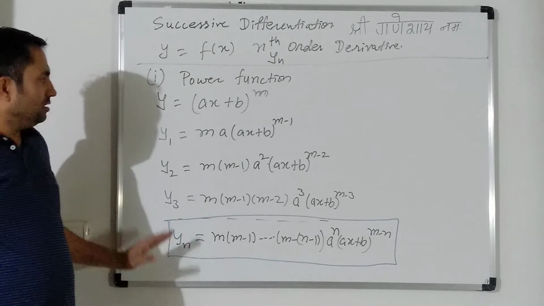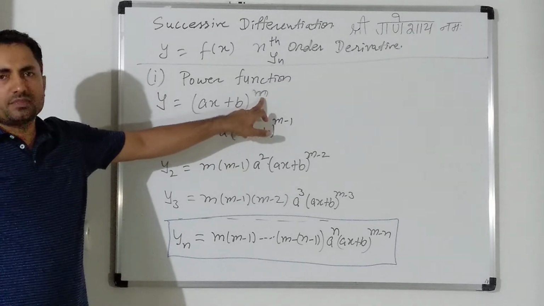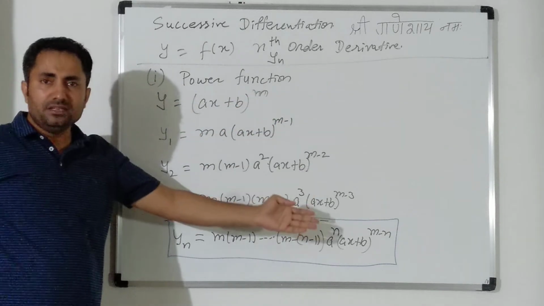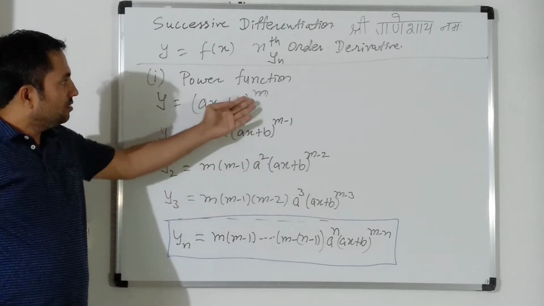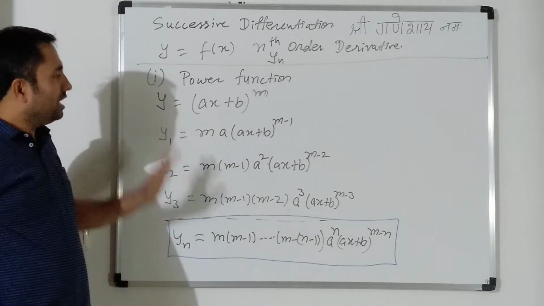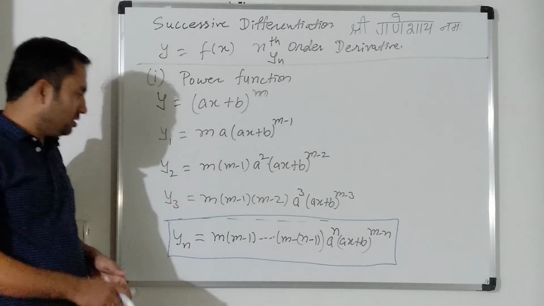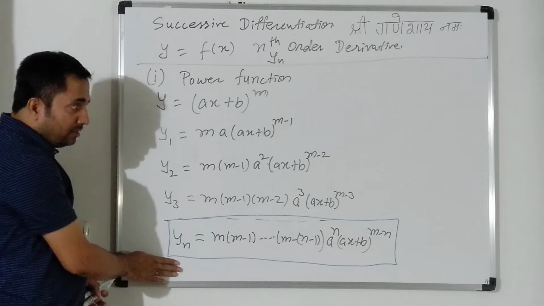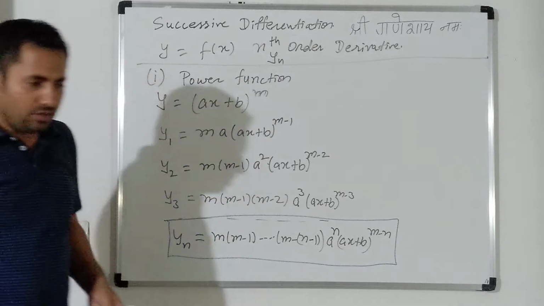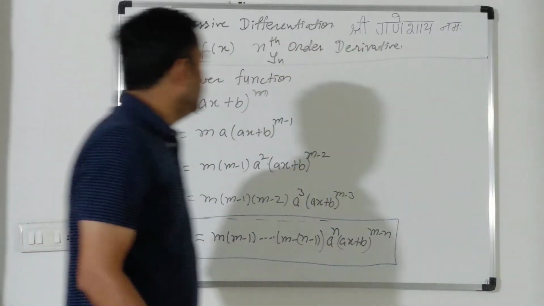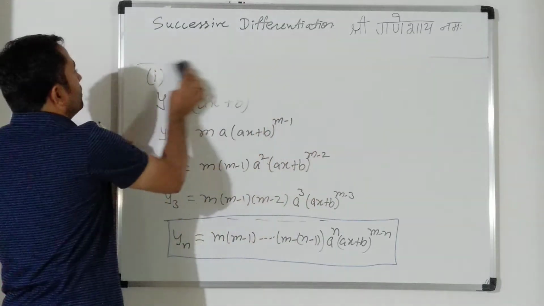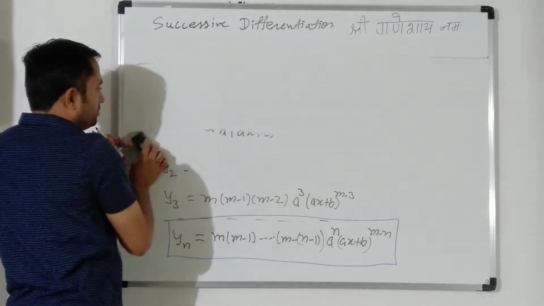Now we start with some cases, because we don't know whether m is an integer. m may be greater than n, m may be equal to n, m may be less than n, or m may be some other value. Accordingly we will have the nth order derivative. So I keep this here, and we start with the cases where m is greater than or less than n.